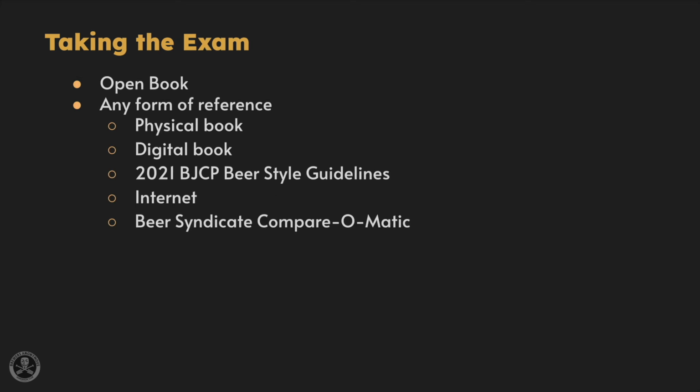So I've said this before, it is open book, and that is any form of reference: a physical book, a digital book, the 2021 beer style guidelines, the internet. There is a tool on Beer Syndicate called the Compare-O-Matic. I believe it was built after the 2015 guidelines, but that's still very close to 2021 if you want to have that on your screen when you take this test.